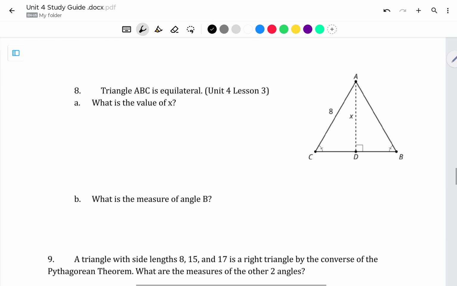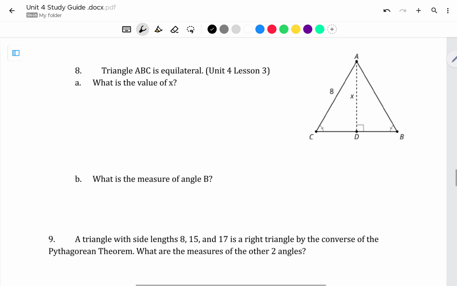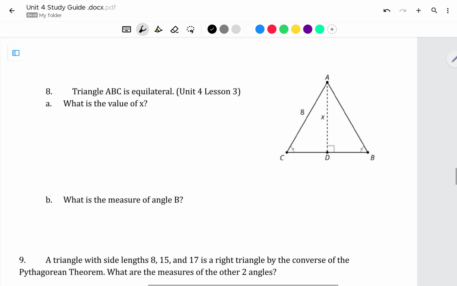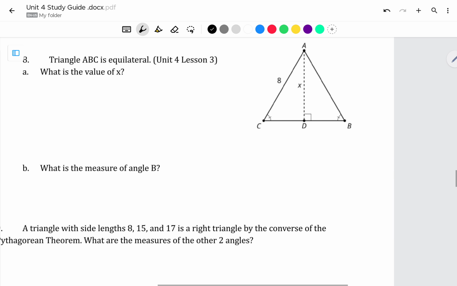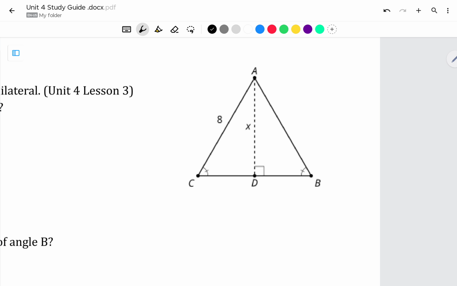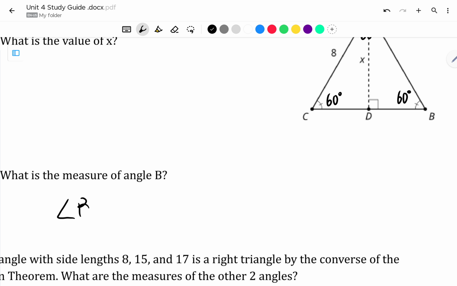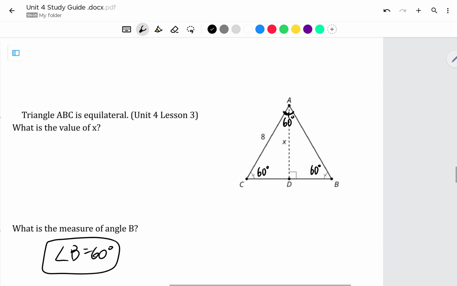Number 8. Triangle ABC is equilateral. What is the value of x? What is the measure of angle B? So I'm going to do part B first. In an equilateral triangle, we know that all of these angles are the same, right? All of these angles are the same. And they have to add up to 180. So 60 is our only option. We know angle B is 60 degrees. That's all I'm looking for, really. Now, what about x here? What is the value of x?